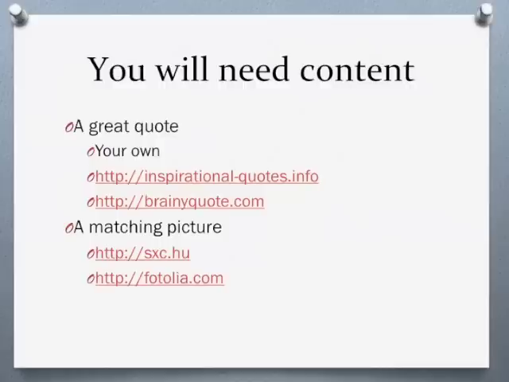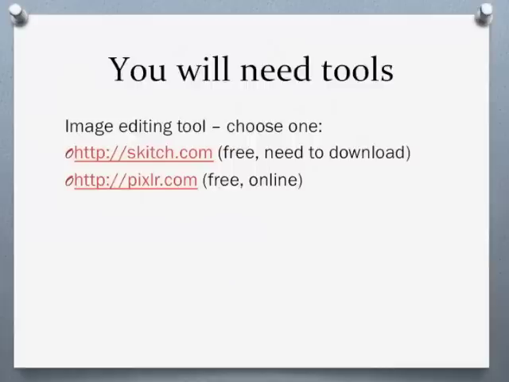Now that you've got your quote and you have your image to go with it, we're going to need some tooling. I'm going to give you examples on how to do this on two different tools. One is called Skitch. It's a free download that sits on your desktop. It's available for mobile, it's available for Mac, it's available for Windows. Really cool little piece of software. Or if you're not really interested in downloading anything, you can use pixlr.com and I will show you how to do that.